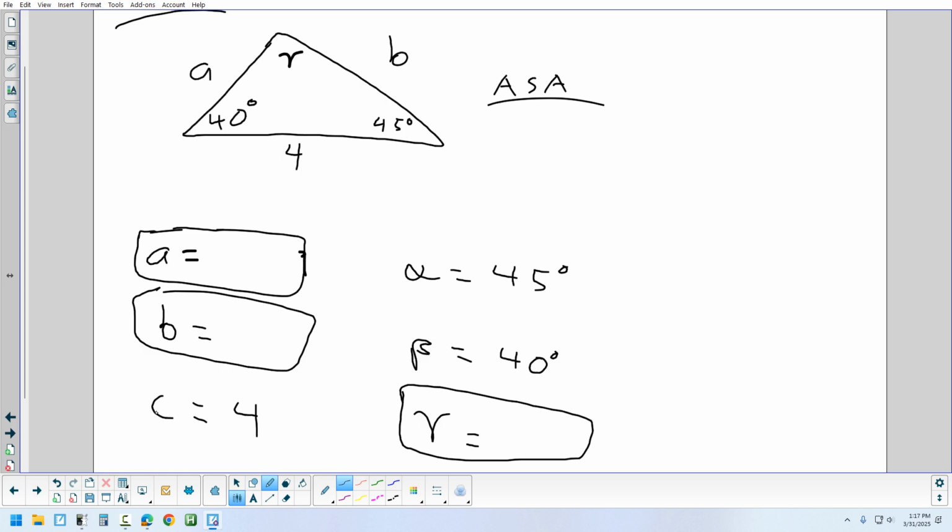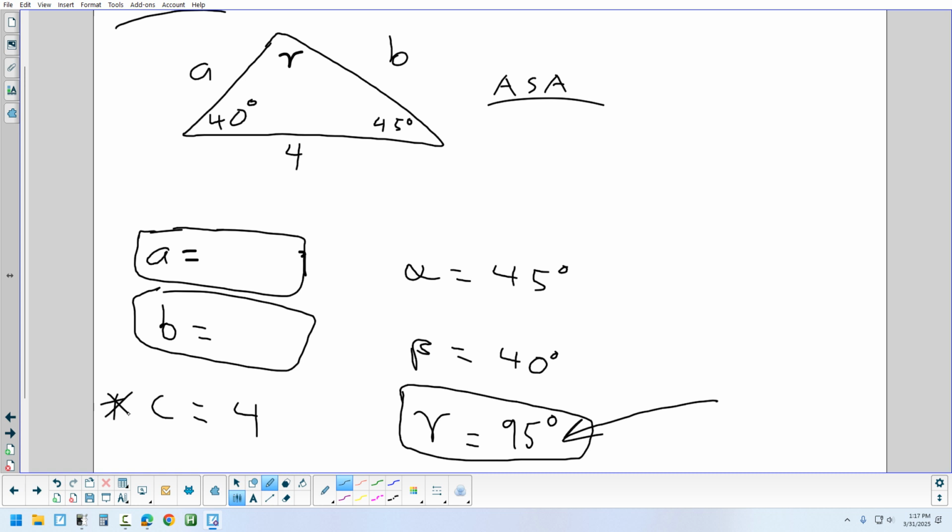Can we make a row with everything in it? Yeah. What can we figure out based on what they gave us? The other angle. Right. These two add up to 85. So what does that mean gamma would be? 95. Okay. Which row has everything in it now? C. But where did this piece of information come from? We found it. So we have to use it? Yep, so you have to use it.